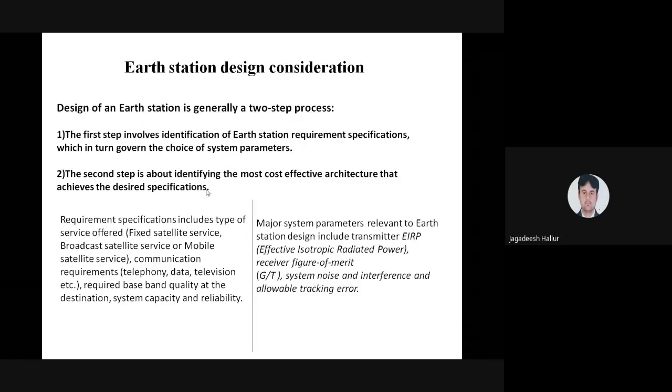And the receiver figure of merit, you all studied in the third unit: figure of merit, signal to noise ratio, that is SNR, and the G by T ratio, gain to temperature ratio, that you saw in the third unit. System noise temperature you have seen, and you have solved some numericals on system noise temperature. That is one of the parameters you have to calculate, along with interference and allowable tracking error. Almost all these parameters you have to calculate while designing the station.